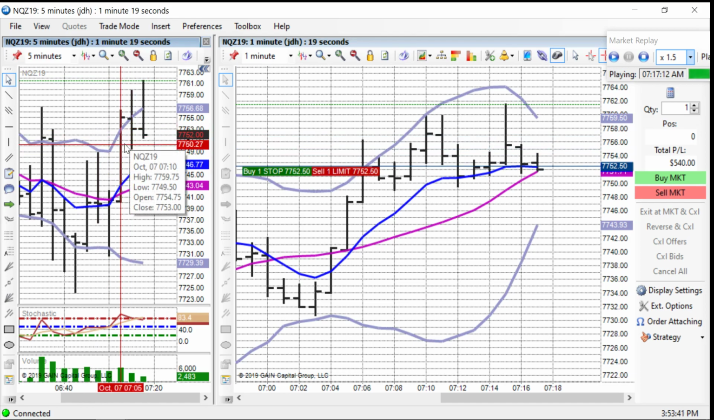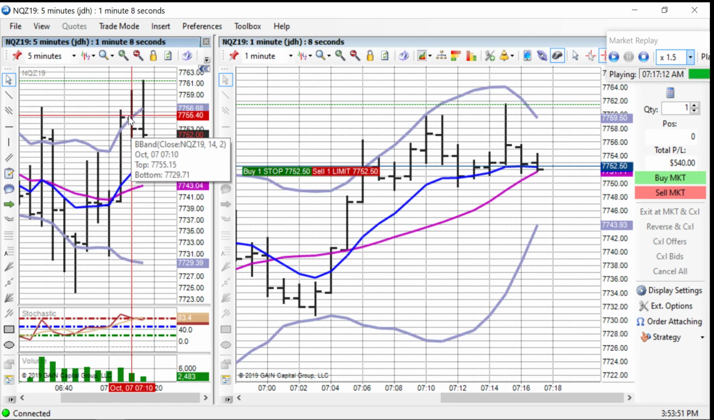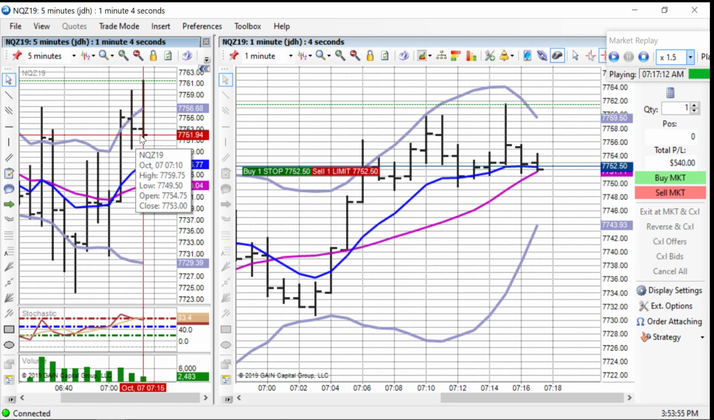But you can see what we're seeing here in the 5-minute chart. This bar right here started in the previous bar. It started moving downward. The close of this bar is lower than the open here as it moves back through the upper Bollinger Band.